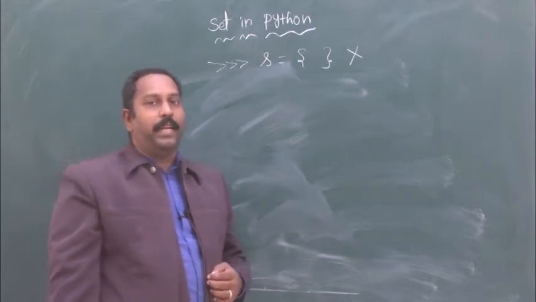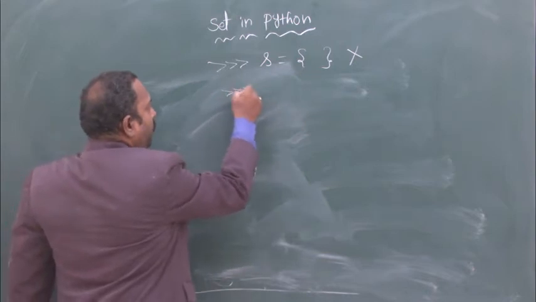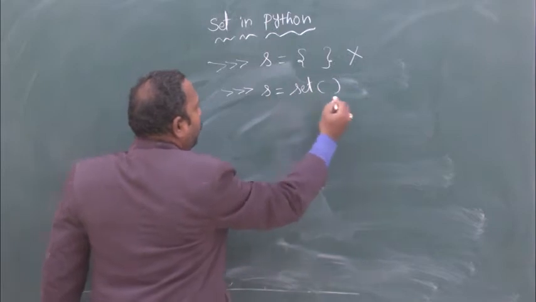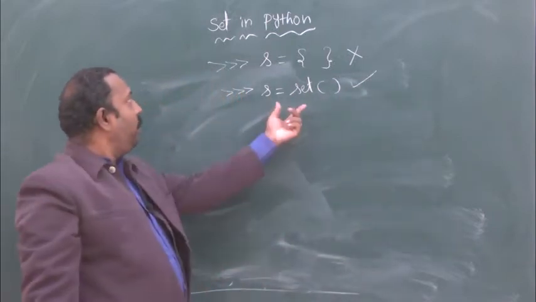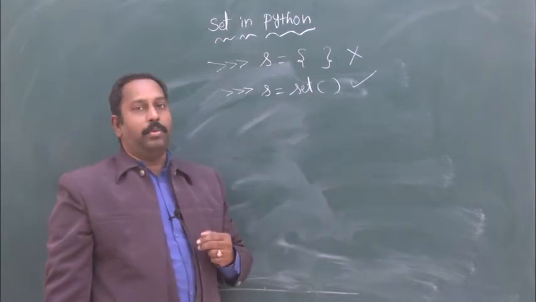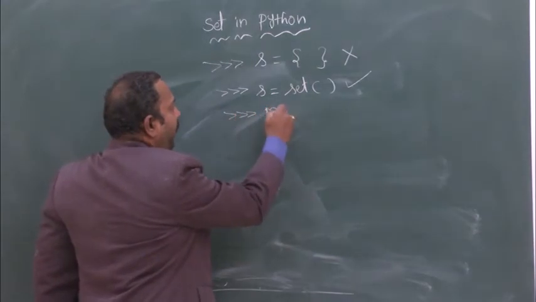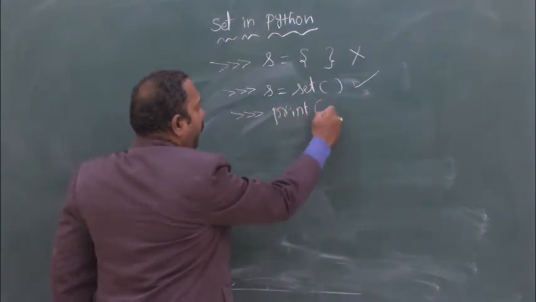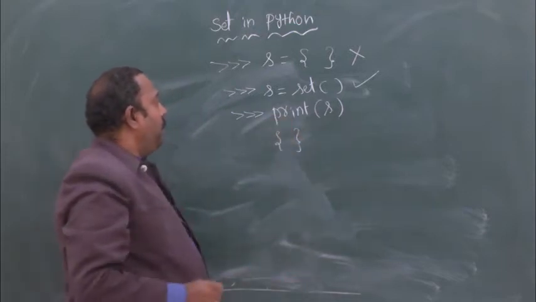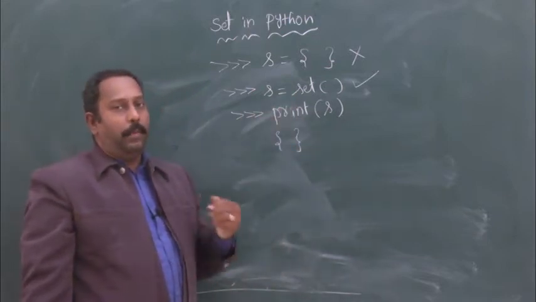Suppose I want to represent empty set in Python, then what we have to do? We have to write S equal to set(), like this you have to represent. So this is a method to create an empty set in Python. If you use it like this and write print S, then you will get the output as an empty set. So this is a way to create empty set in Python.